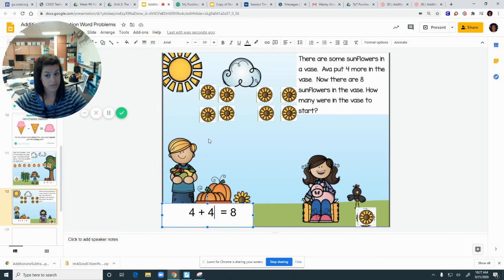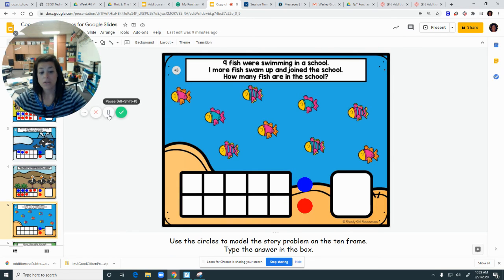It will get easier. Let me show you what your work looks like for today. You are going to continue working with word problems and your 10 frames, reading it and using your dots. So I'm going to read the first one and I'm going to use the dots that I have. 9 fish were swimming in a school. 1 more fish swam up and joined the school. How many fish are in the school? Okay, I read it fully once, so now I'm going to use my dots to help me.